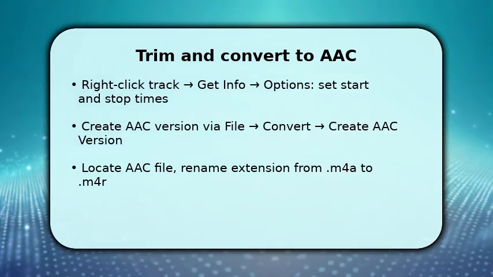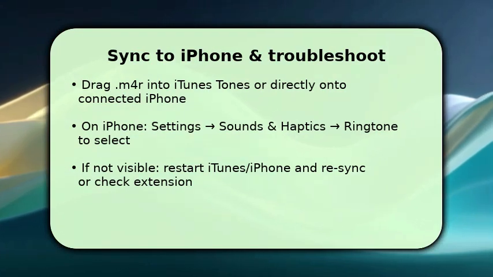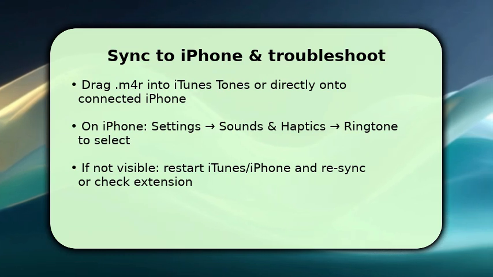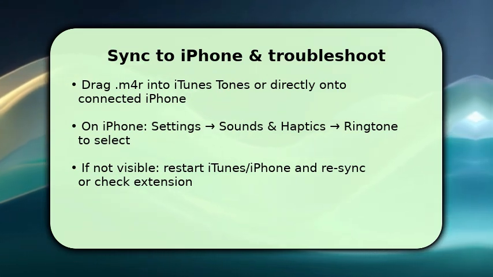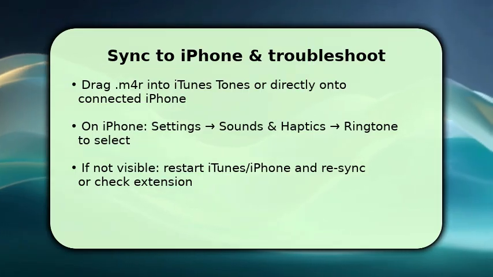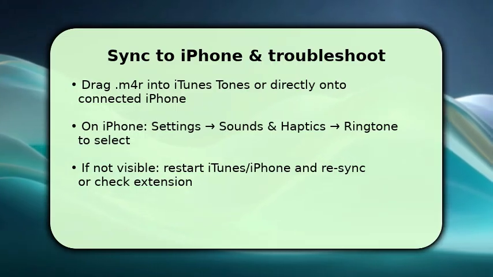Connect your iPhone, then drag the M4R file into iTunes under Tones or directly onto the device icon, click Sync or Apply. On the phone, go to Settings > Sounds and Haptics > Ringtone and pick your new tone. If it doesn't appear, make sure the file extension is M4R, restart iTunes and the iPhone, then resync.